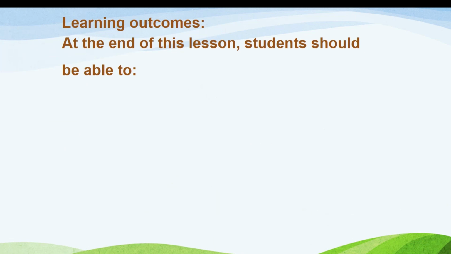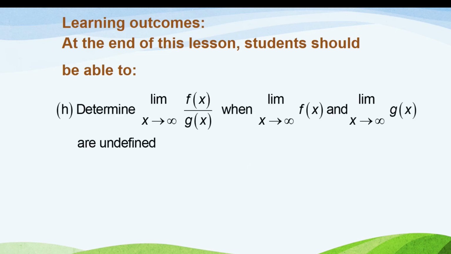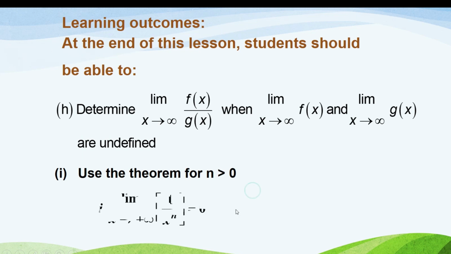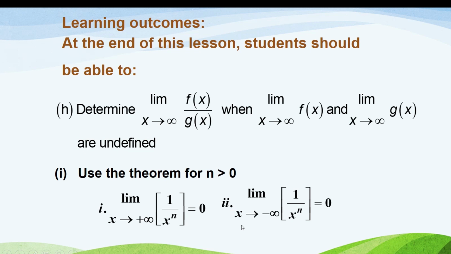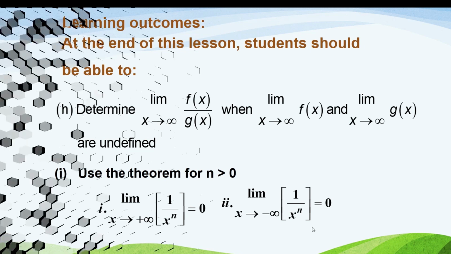Learning outcome for this lecture. At the end of this lesson, students should be able to determine the limit of f(x) over g(x) when x approaches infinity, when the limit of f(x) as x approaches infinity and the limit of g(x) as x approaches infinity are undefined. Use the theorem for n greater than 0: the limit as x approaches infinity of 1 over x to the power of n equals 0, and the limit as x approaches negative infinity of x to the power of n equals 0.